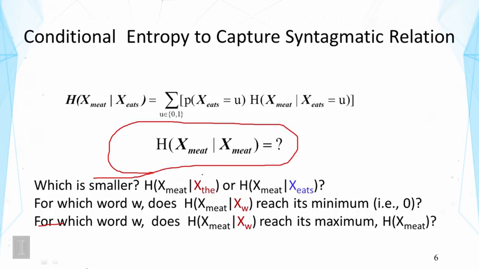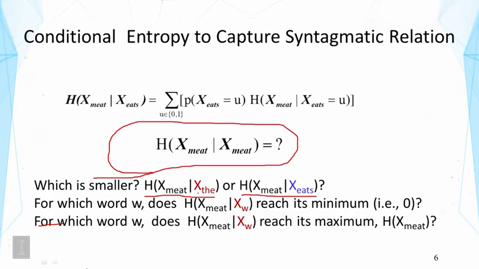So now let's look at some other cases. So this is a case of knowing the and trying to predict the meat. And this is a case of knowing eats and trying to predict the meat. Which one do you think is smaller? Note that a smaller entropy means easier for prediction. Which one do you think is higher? Which one is smaller?